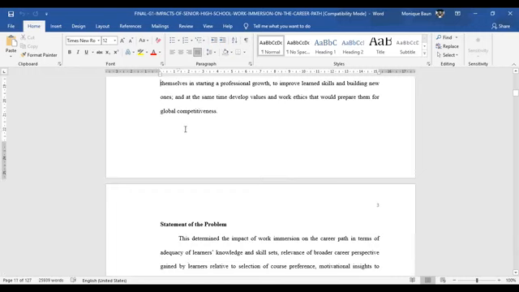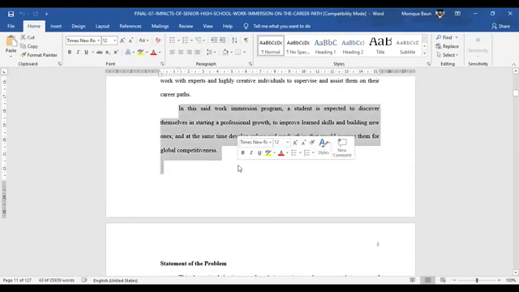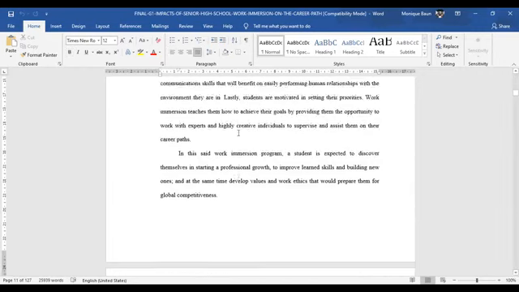Okay. So for this one, what is the purpose of work immersion? So this is the purpose. A student is expected to discover themselves in starting a professional growth to improve learned skills and building new ones, and at the same time develop values and work ethics that would prepare them for global competitiveness. So this is the purpose of the study.